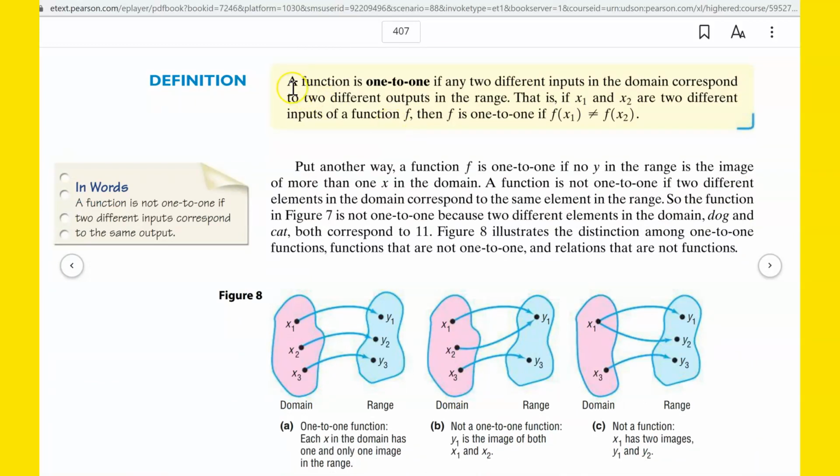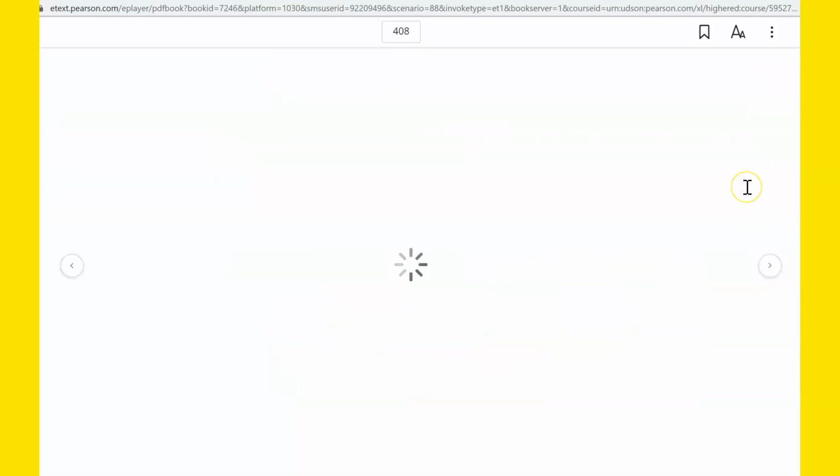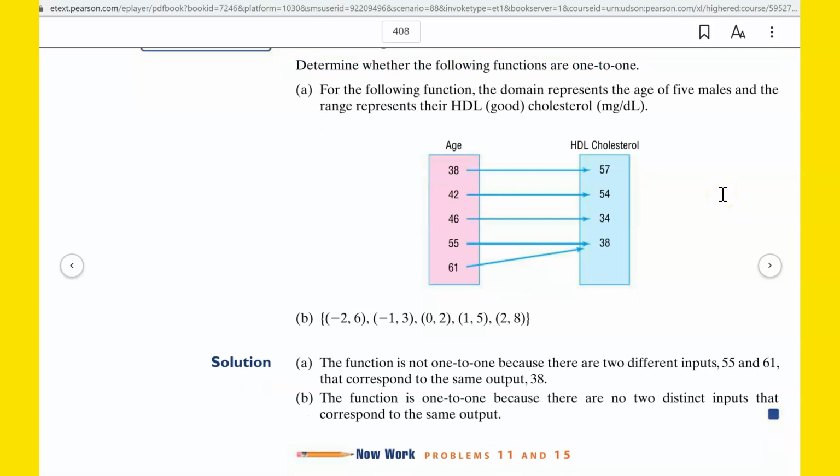Here's a definition. A function is one-to-one if any two different inputs in the domain correspond to two different outputs in the range. Any two inputs correspond to two different outputs. That is, if x1 and x2 are two different inputs of a function f, then f is one-to-one if f of x1 is not equal to f of x2. So the output for x1 is not equal to the output for x2. All right. You can read that if you want some more explanation, but I think we've hit the point enough for that. So let's do this example.